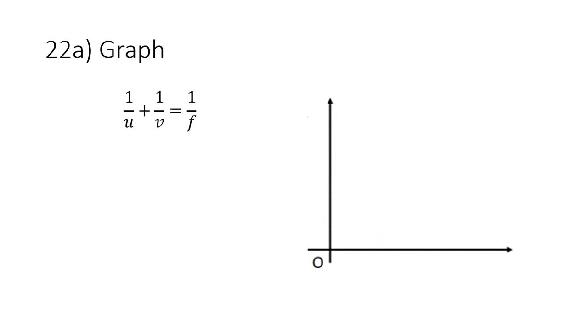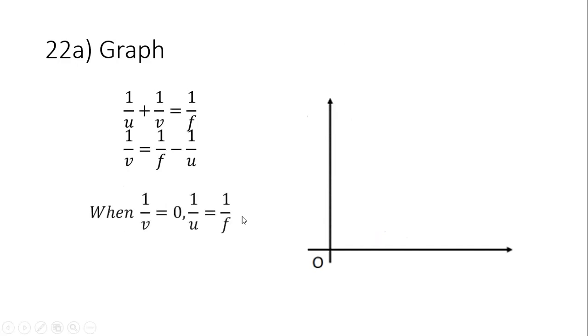The other alternative graph is you take it across there. 1 over V equals 0. This is the equation of a straight line. We draw this graph against that graph there. This is the y-intercept, where your V equals 0, 1 over V equals 0. This is 1 over V, this is 1 over U. So if that is 0, that is 0, and 1 over U is 1 over F.